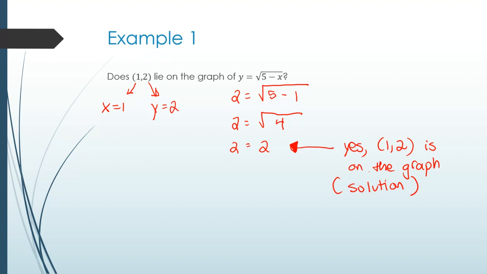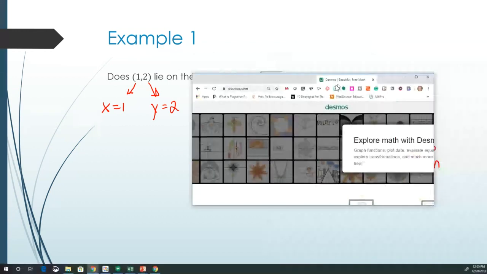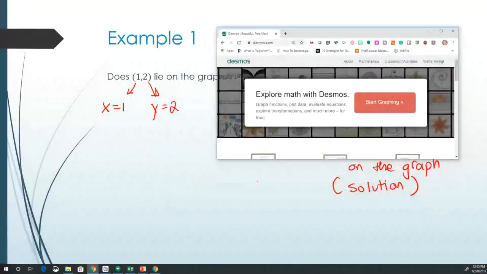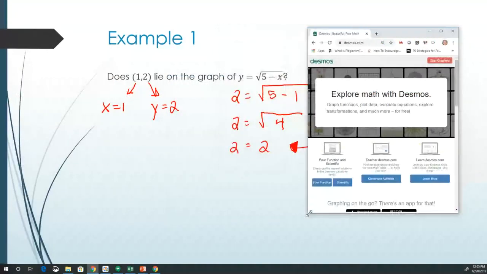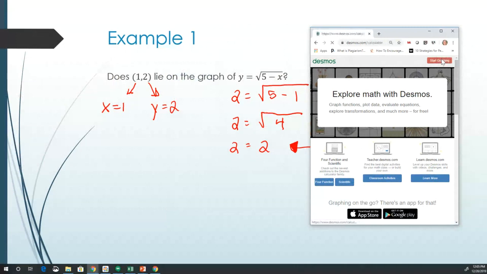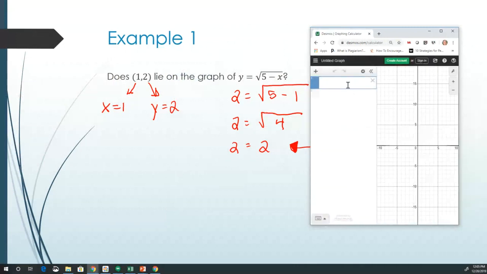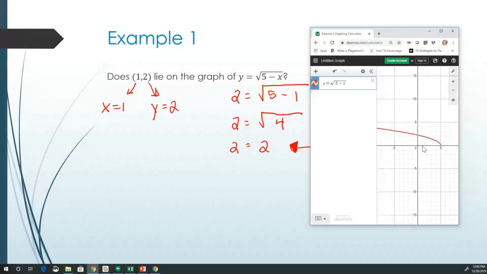And we can always check by graphing the equation. So I'm going to just pull Desmos over, and I'm going to click the Start Graphing button here. I'm going to put in the equation that I was given, y equals the square root of 5 minus x. And then we want to see, is (1, 2) on that graph?